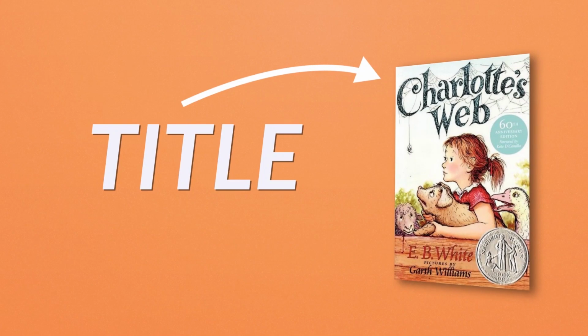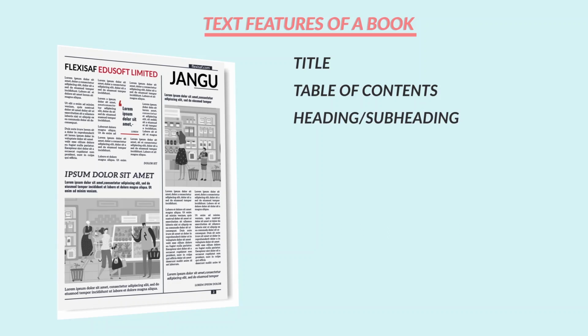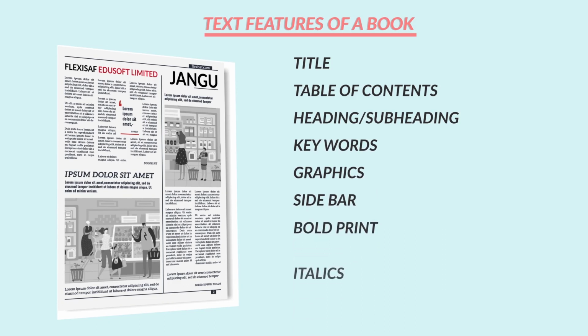So we have now come to the end of today's lesson. Today, we learned that text features are components of a story or readable article that are not the main text, but help the reader to understand the main text clearly. Examples of these are headings or subheadings, sidebar, italics, bold prints, table of contents, graphics, etc.